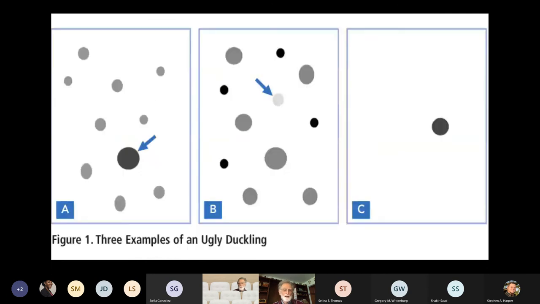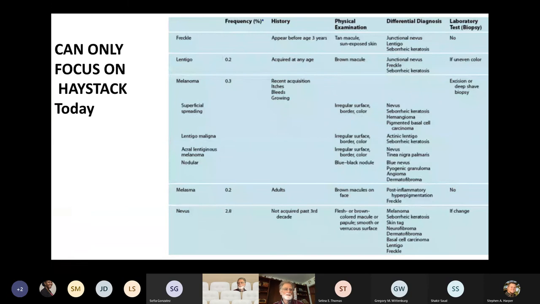Malignant melanomas, and here we're looking for the ugly duckling. And it can be either darker than everybody else, or it could be lighter than everybody else. Sometimes the immune system sees a malignant melanoma and attacks it, and it becomes paler. Rare. And obviously, the standalone, it's not even among other ducklings, there it is.